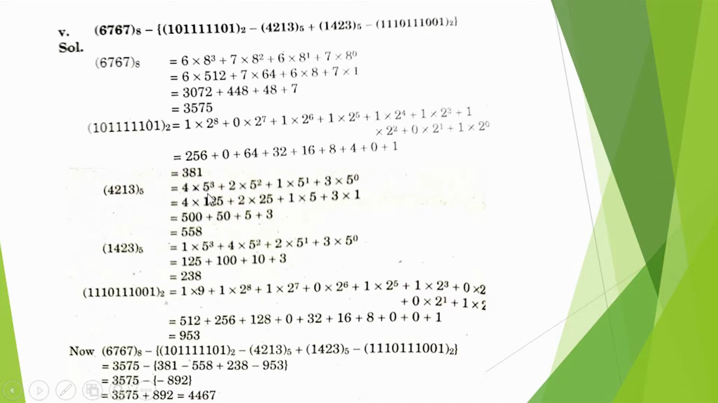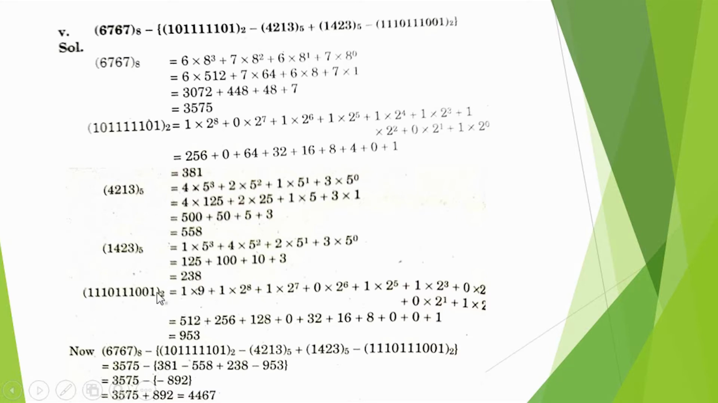Now 42135 base 5: 4 multiply 5 power 3, 2 multiply 5 power 2 plus 1 multiply 5 power 1, 3 multiply 5 power 0, with powers 0, 1, 2, 3. Now we multiply these values: 555 and 3. When we add these values 558 comes. Next, 1423 base 5: 1 multiply 5, 4 multiply 5, 2 multiply 5 and 3 multiply 5. Now we add these values, 238 comes.